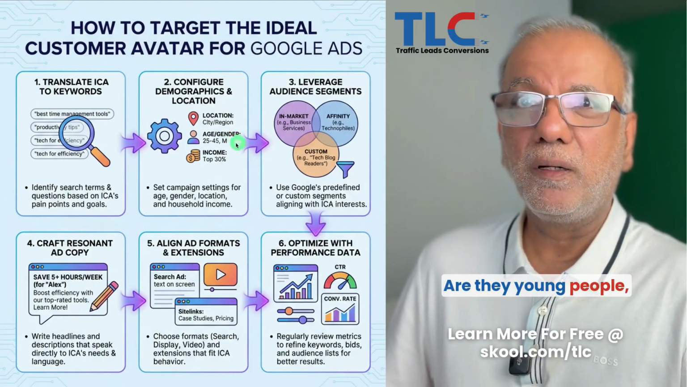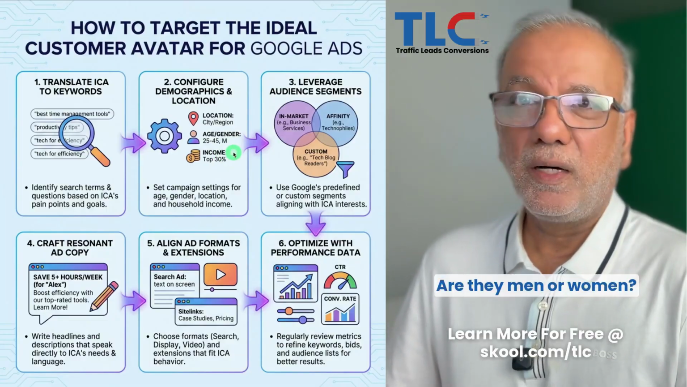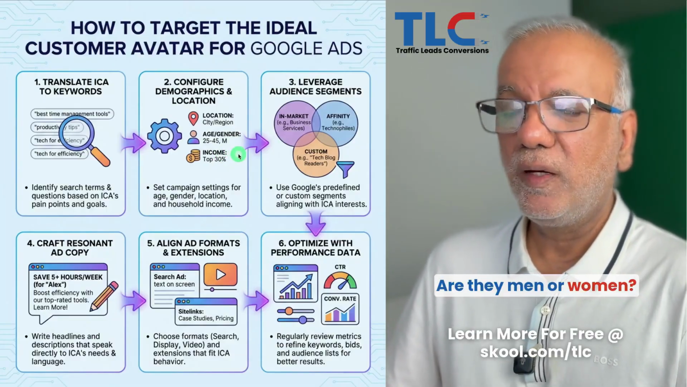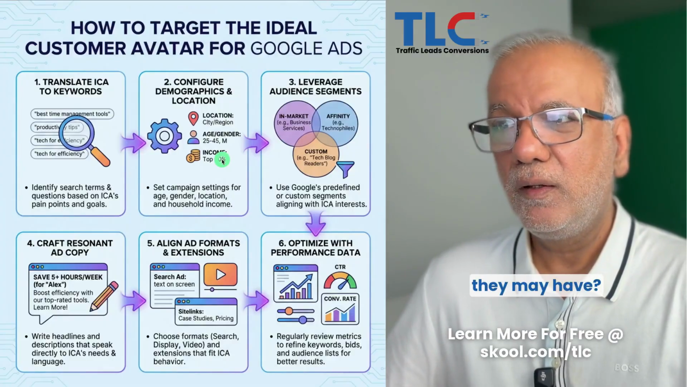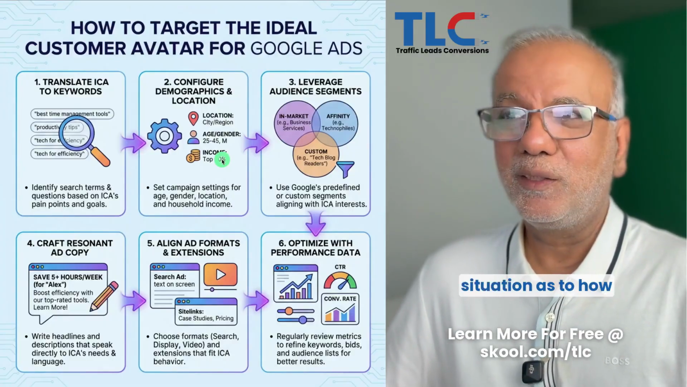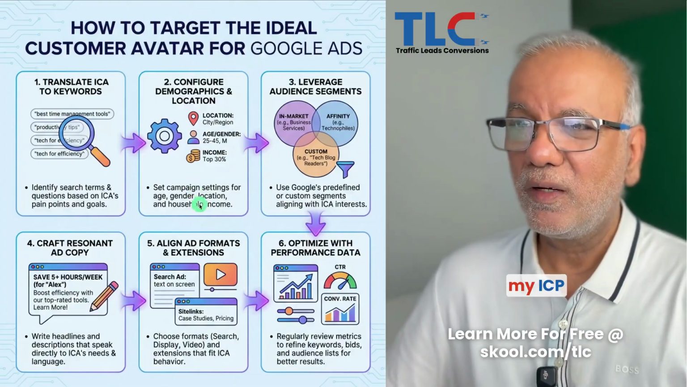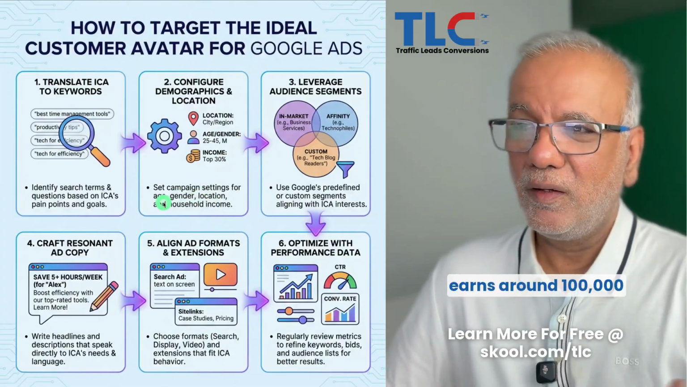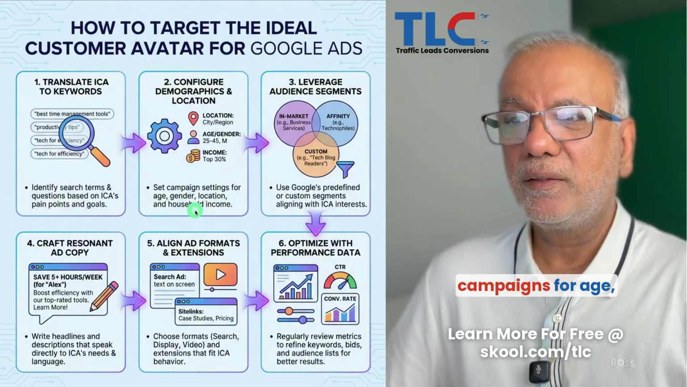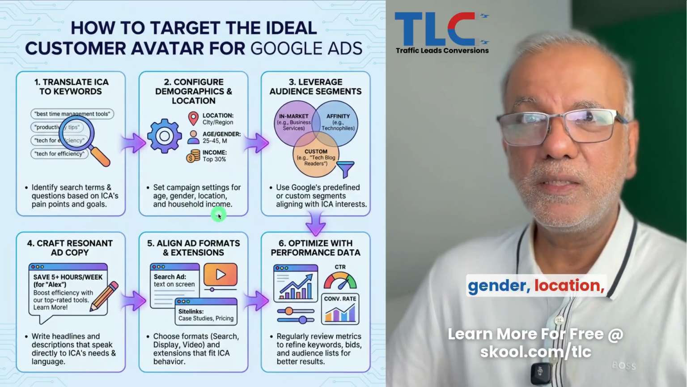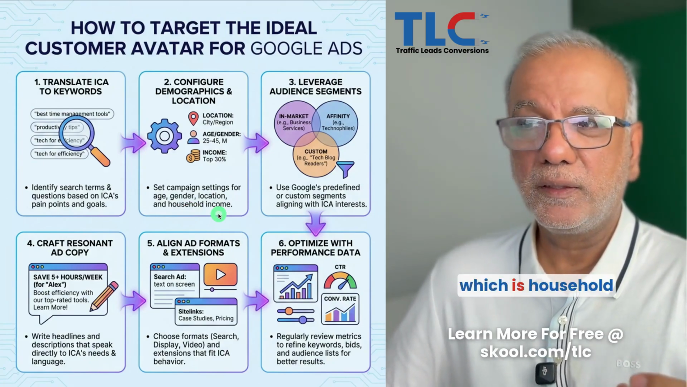Are they young people, middle age, or retired maybe? Are they men or women? And what sort of job or income level they may have? Obviously, you don't know everybody's situation as to how much they're earning, but you should get an idea that, okay, my ICP earns around 100,000 a year. So you can set the campaigns for age, gender, location, and also there is another feature in Google Ads, which is household income.